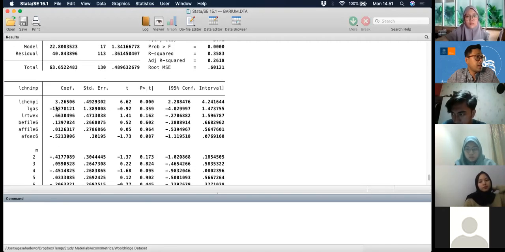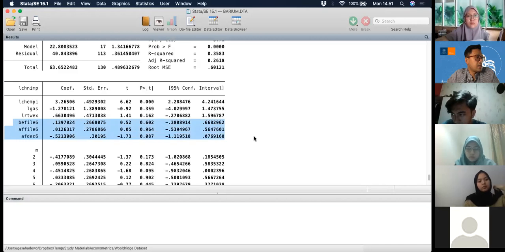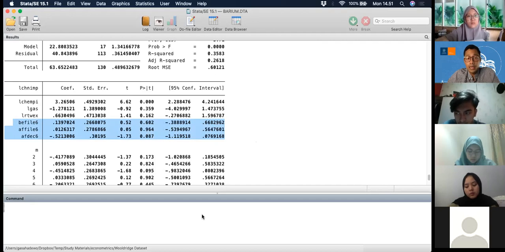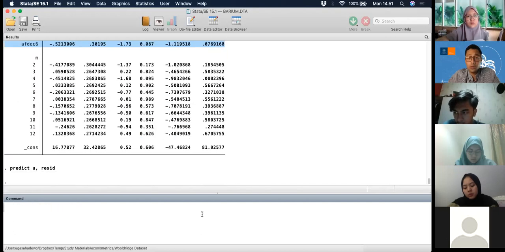Again, what we're interested in are these variables. Now, one of the problems with this particular regression is going to be the residual, so there could be a serial correlation. So we can predict the residual, and then given the residual, we can analyze what's the lag.